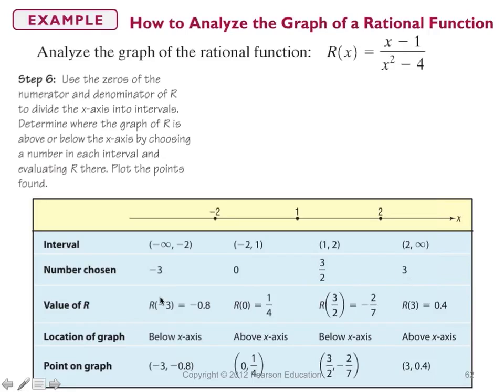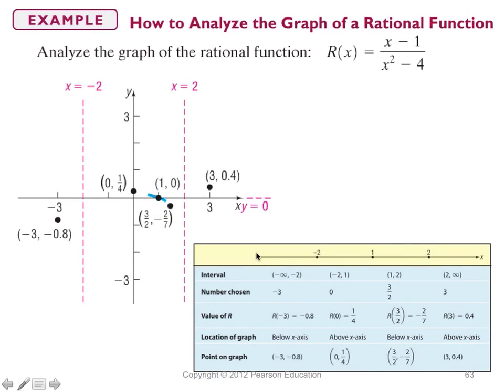And then all we need to do is just plug this value that we chose into our original equation. And for each one, this I would leave to you guys to do, but you would plug -3 in and you'd get -0.8 out. You'd plug 0 in, you'd get 1/4 out. Plug 3/2 in, get -2/7, and plug 3 in, you'd get 0.4. So since this number is negative, that means that we're going to be below our x-axis. Since this one's positive, we're going to be above our x-axis on this interval. We're going to be below our x-axis on the interval from 1 to 2, and above our x-axis on the interval from 2 to infinity.